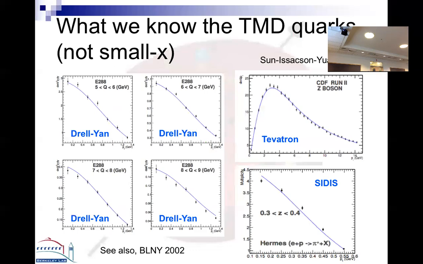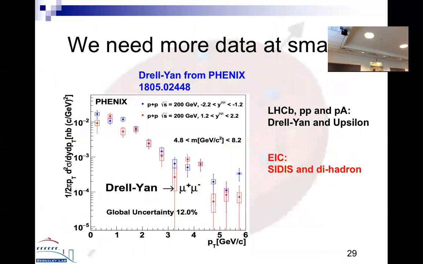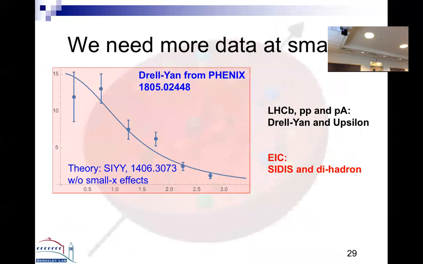That's part of the reason I was very excited when I heard that Phenix has this Drell-Yan data. I thought maybe I can constrain small x. But no, actually, just plugging my curve with this fit without small x effects, it's perfect. So it's not saying that there's no physics there. It's just because the uncertainty, the error, is still big. So we cannot say anything about that. So we definitely need more data in the small x region, pp.